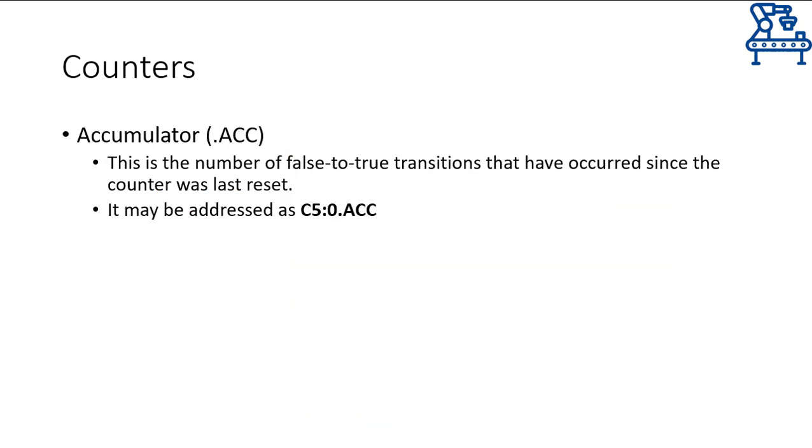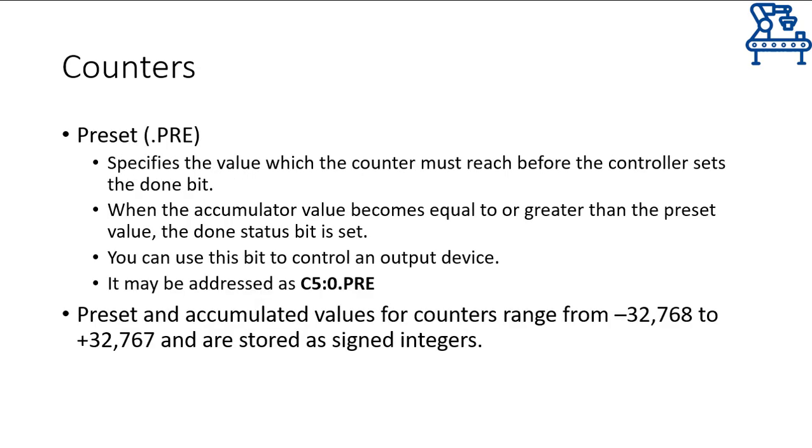Just like the accumulator of the timer, the accumulator over here will contain the number of false to true transitions that have occurred since the counter was reset. The addressing format is also similar to that of the timer. The preset value for the counter will be the value which, if reached by the accumulator, the done bit will go true, signaling that the counting has completed. So, for every false to true transition of the run conditions, the accumulator value will increment, and when it reaches the preset value, the done bit will be set.